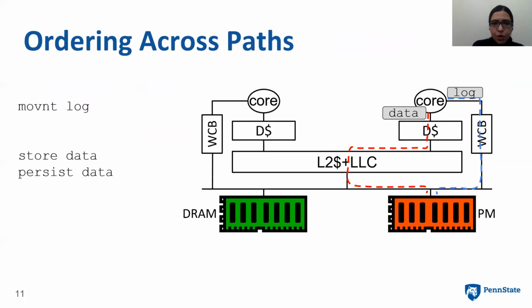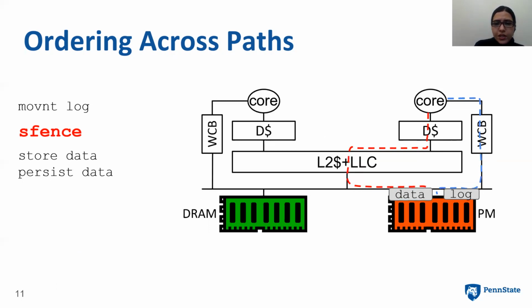So if we plan to order two persistent updates across paths, we have to use the sfence instruction to guarantee the order is preserved. This is a common pattern in undo logging, in which the log is first persisted through the non-temporal path, and then data is modified and persisted through the temporal path.